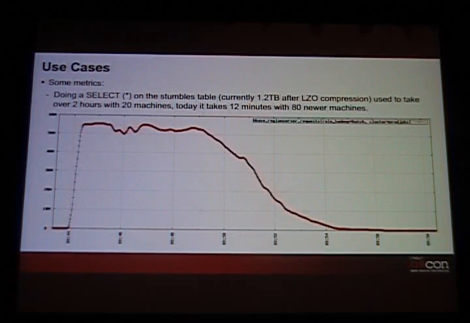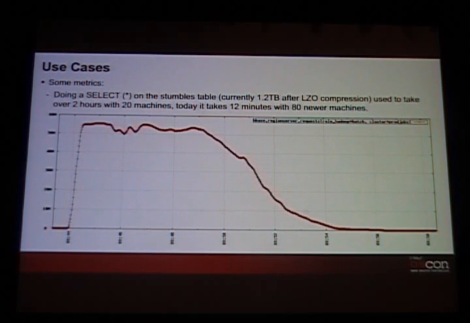All right. So some metrics. This is a select star on our stumbles table. So all the stumbles from when the company was created in 2003. It's currently 1.2 terabytes after LZO compression on HDFS. So maybe a 5x compression ratio. It used to take over 2 hours to scan it all when we had only 20 machines in our MapReduce cluster. We just upgraded to 80 machines with more disks and more memory and more CPU.